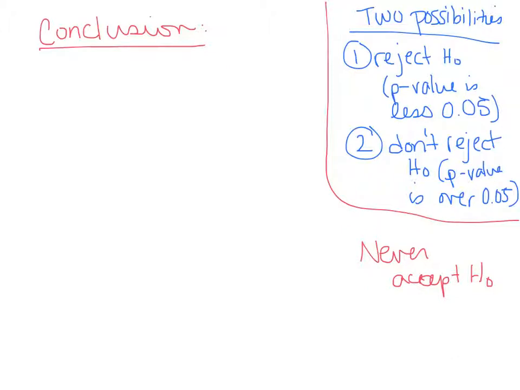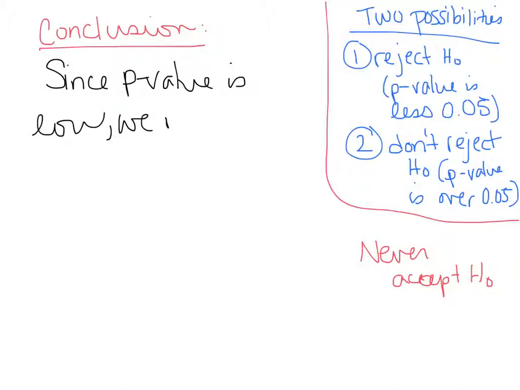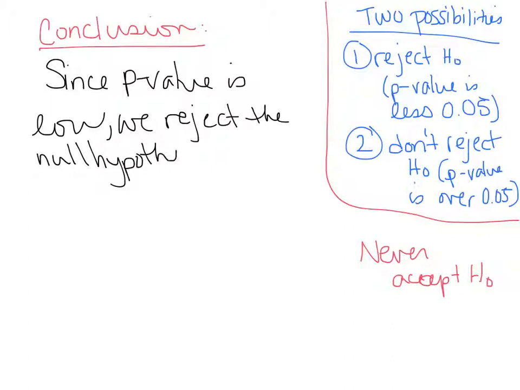So the best way to always start out with these conclusions is say something like, since the p-value is low, which in this case is very low, we are going to reject the null hypothesis. So it's always a good idea to write two things. First of all, you're going to mention that the p-value is low. Second of all, you're going to mention that you're rejecting the null hypothesis. That's your first part of it.